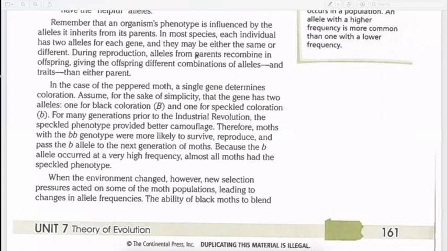During reproduction, alleles from parents recombine in offspring, giving the offspring different combinations of alleles and traits than their parents. Because remember, codominant, incomplete dominant, sometimes these traits blend. Polygenic traits, they blend. So the little you get from mom and the little you get from dad may blend in a new, cool way that didn't exist before, at least didn't exist in your parents. Your mom probably has straight hair, your dad probably has curly hair. They blend in you and you get wavy hair. That's something brand new.